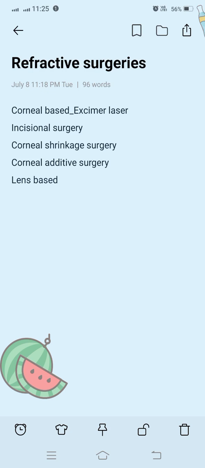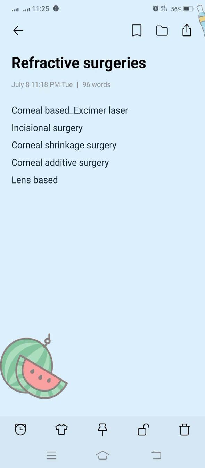Then corneal additive surgeries like the intracorneal ring segments (ICRS). Plastic ring segments are placed inside a preformed tunnel in the peripheral cornea, causing central flattening. So low myopia up to -3 diopter, and astigmatism in keratoconus is corrected through it.